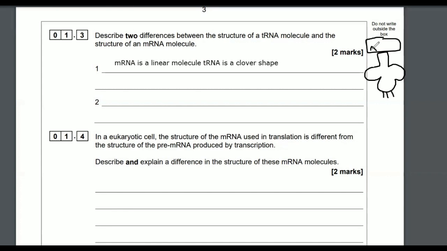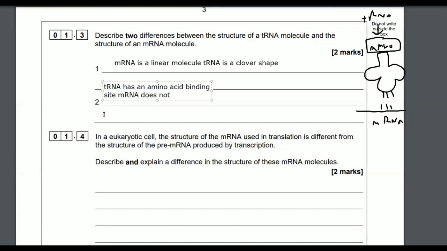Now, do you remember the 3 little prongs coming down from the bottom of the tRNA? They're actually bases, and they're known as the anticodon. And mRNA, which is the straight line at the bottom here, actually has the codon. So there's another difference there. So one, we can talk about the shape. mRNA is a straight line, a linear shaped molecule. tRNA is in a clover shape. Also, tRNA has an amino acid binding site.